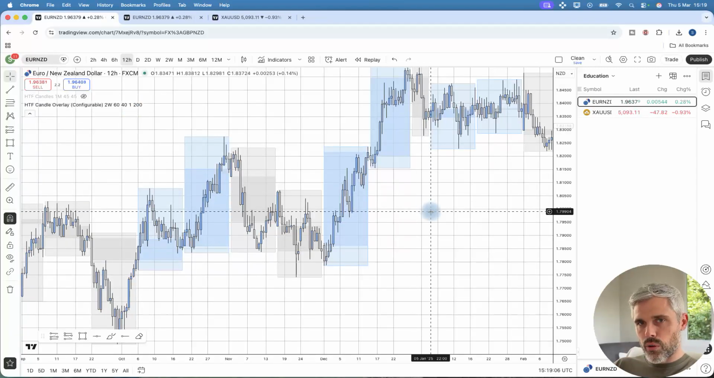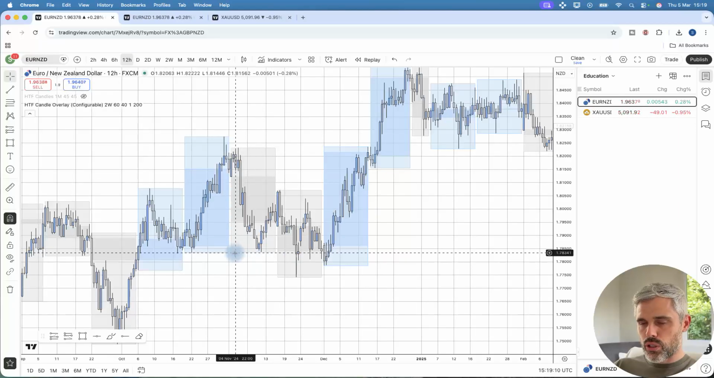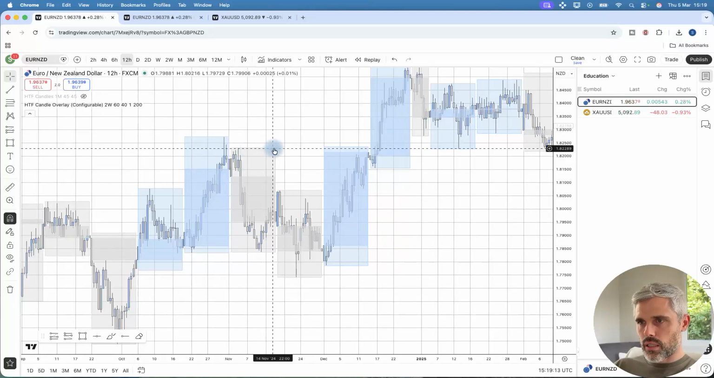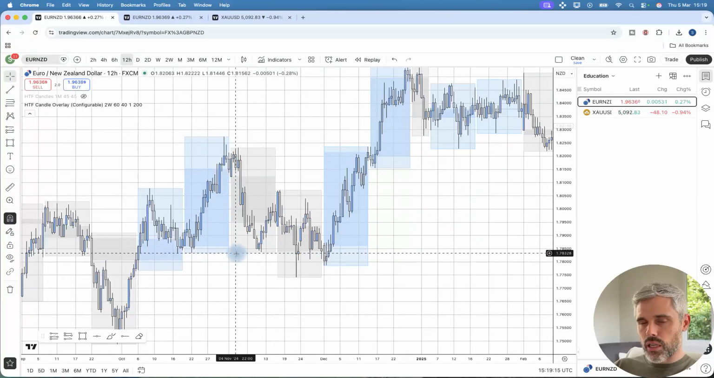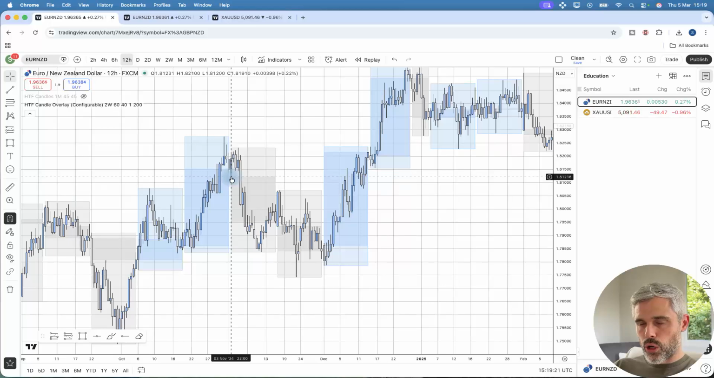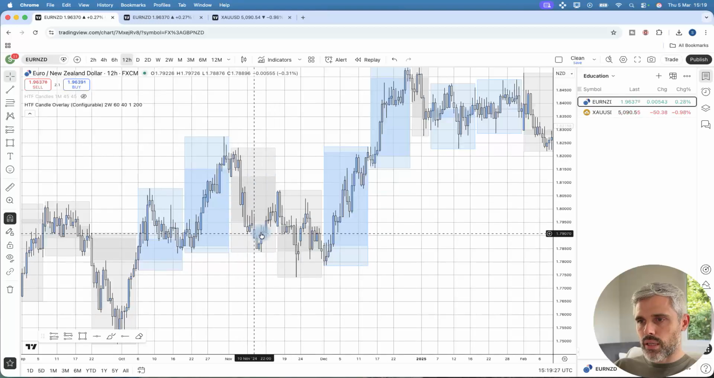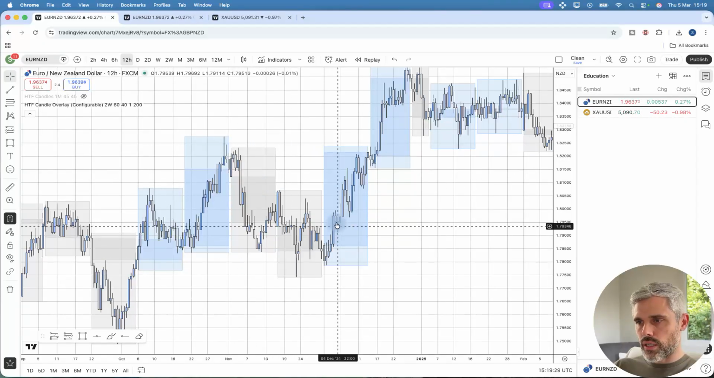Here we have EURNZD 12-hour price action overlaid with 2-week price action. So these areas behind the chart are 2-week candles. So here's the low of the candle, high of the candle, open of the candle, low of the candle's body, close, sorry, of the candle's body. So this gives us our 2-week candle ranges.